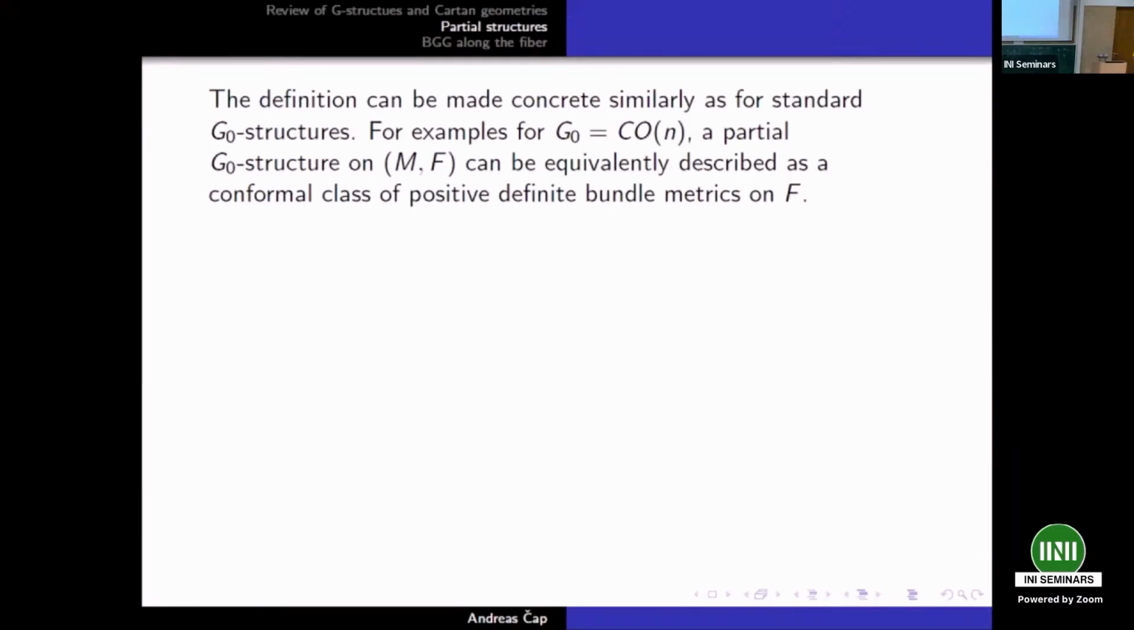Okay, and if you say I don't like groups, I don't like principal bundles, I don't like all this junk, the definition can be easily made explicit in any case. For example, in the case of conformal structures, where you take G0 to be CO(n), a partial G0 structure can be simply described as a conformal class of positive definite bundle metrics on this involutive distribution. And whenever you know an explicit description for a G0 structure standardly, then you can convert this into the partial situation rather easily.